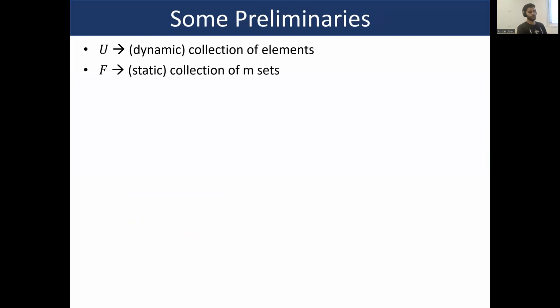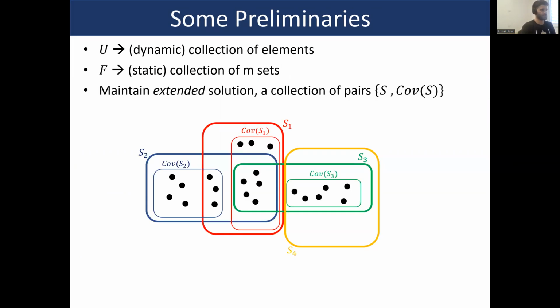Okay, so some preliminaries. U is a dynamic collection of elements, and F is the static collection of sets. Their weights are static too. Now, what we maintain is not a collection of the sets that are in the set cover. We maintain an extended solution. And what that means is that for each element, we have a specific set that is responsible to cover that element.